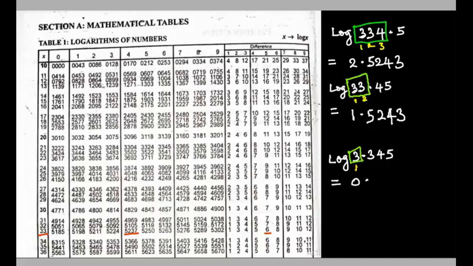We do the same thing. We do 33. Since we don't have 3 under the logarithm table, we do 33 under 4, difference 5. We've done this several times. So we still have our answer to be 5, 2, 4, 3. So this is our answer for log 3.345.